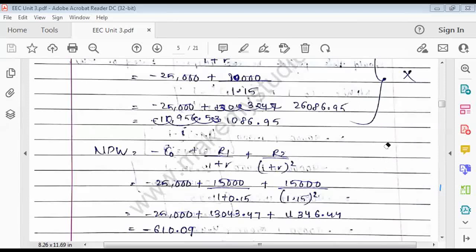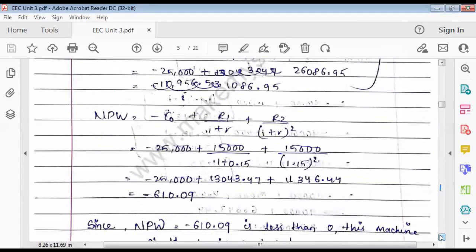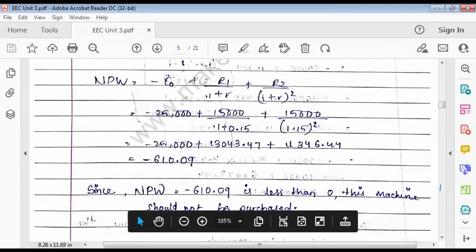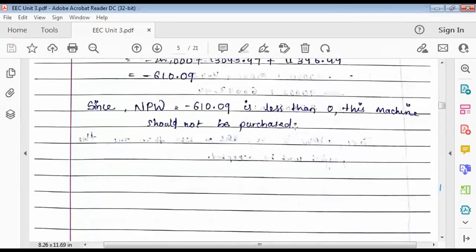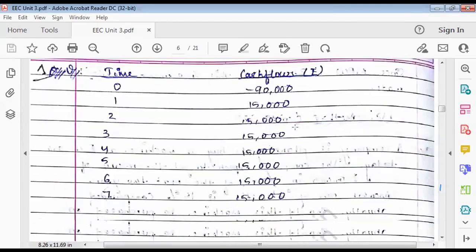Okay, so now, hope you still remember what is the implication of NPW positive and NPW negative. Correct? Let me go to the next one.